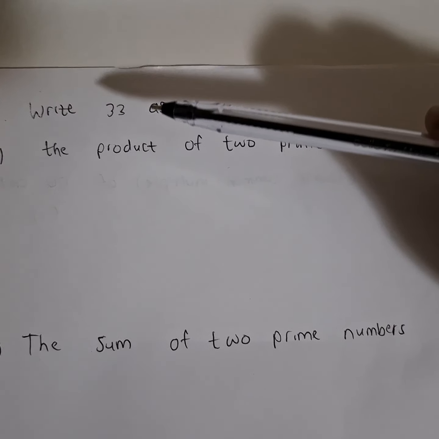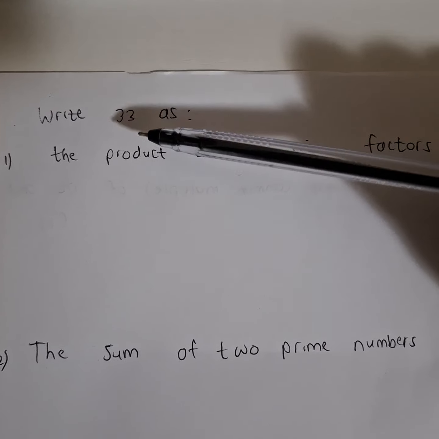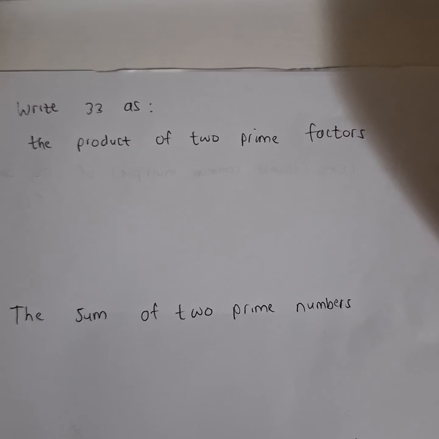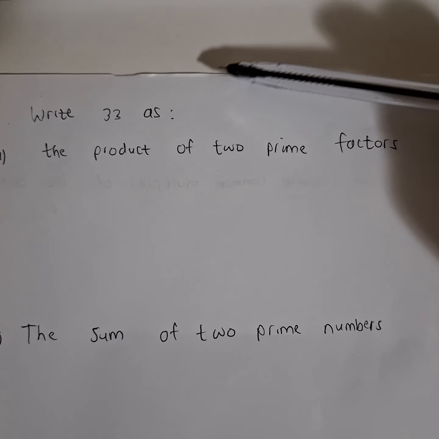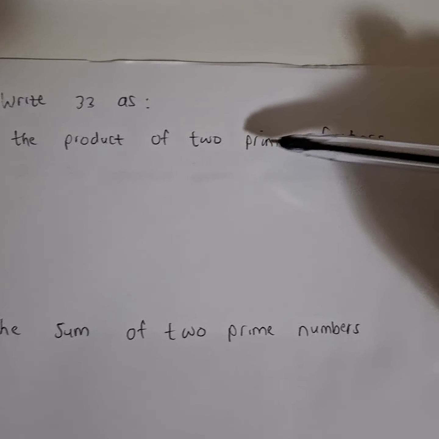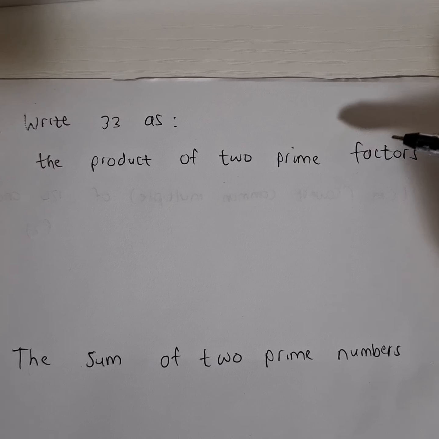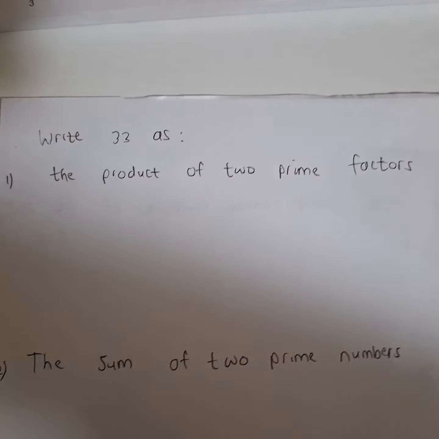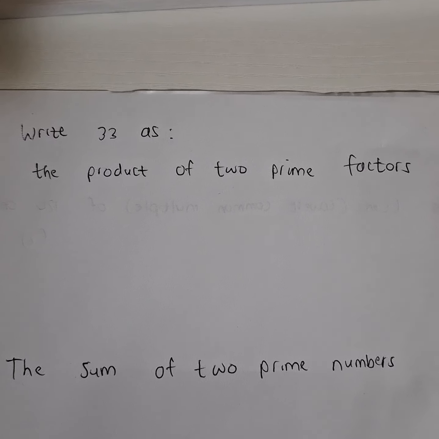The question here says, and these are test type questions, as we recap on term one work, and as we build up to the exams that we'll be writing in June, write 33 as the product of two prime factors. Okay, is the product of two prime factors.